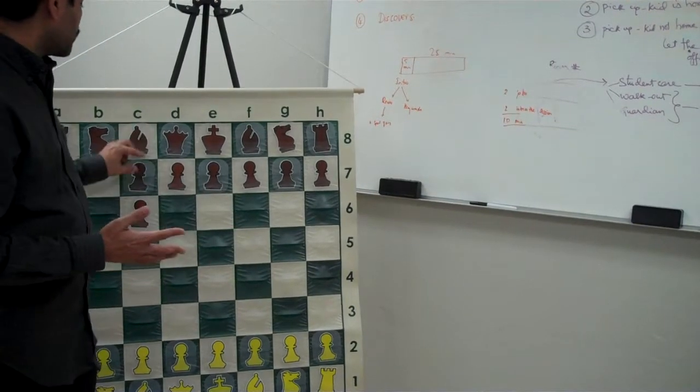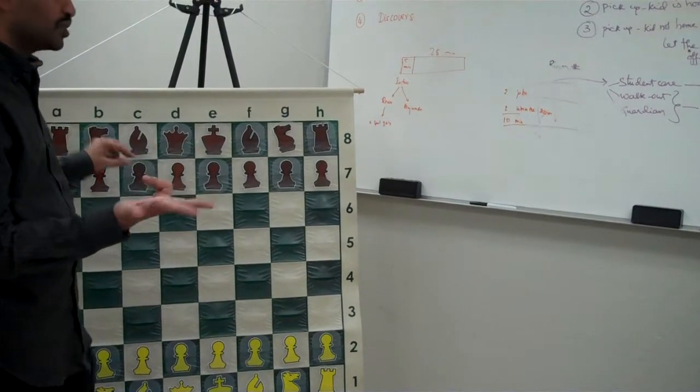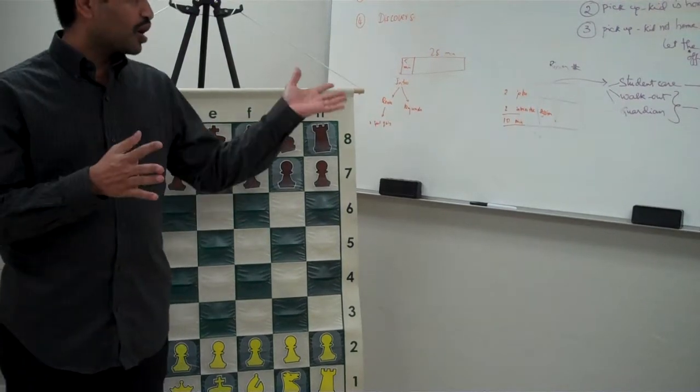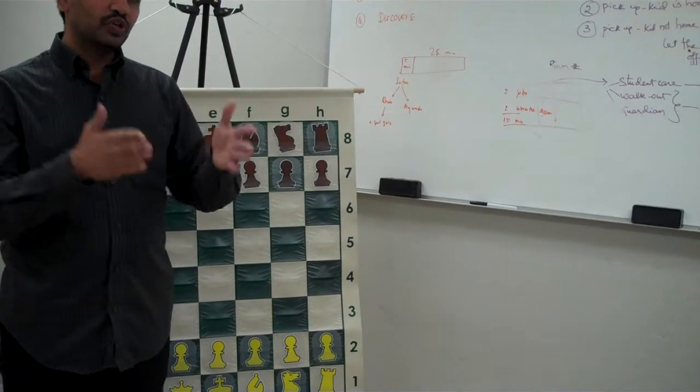Because in the 3 rules of chess, where you control the center squares, develop your pieces, protect your king, we're talking about the opening there. We want to make sure that we have a good opening.